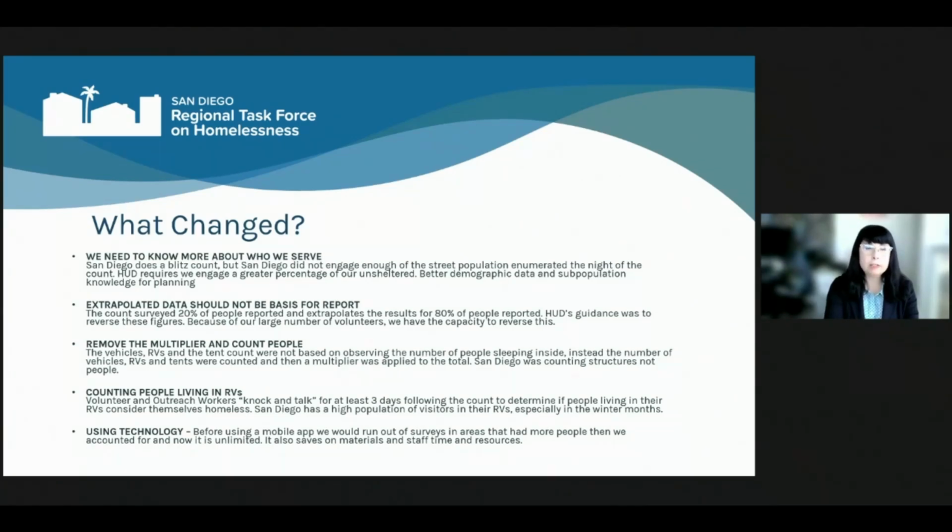The other big change that we made in 2020 was the introduction of using a mobile app. So when you are trying to engage 80% of the people, that's a lot of paper surveys. And even with the best planning, you could come across a census tract that had more people than previously and not have enough surveys. So there you missed out on the opportunity of surveying enough people. So having a mobile app, there's an unlimited amount of surveys that you can do. And also it saves not just money on materials, but staff time and resources. So that was a major change that we made. Next slide.